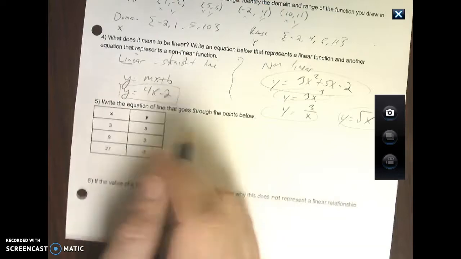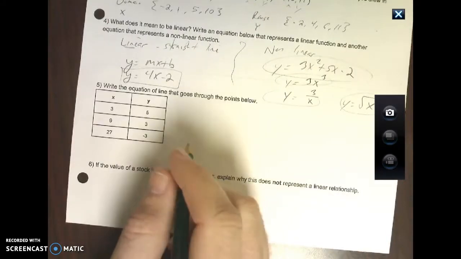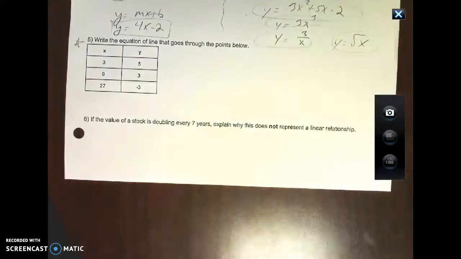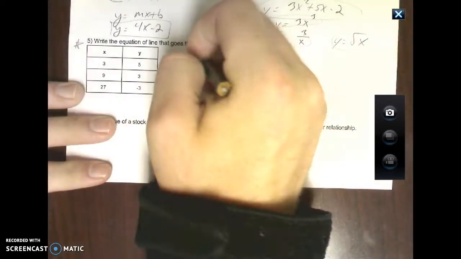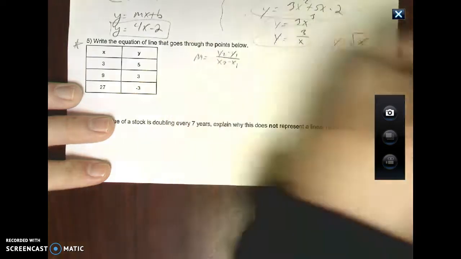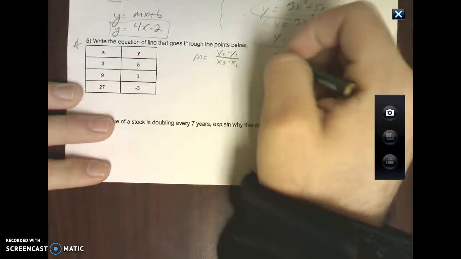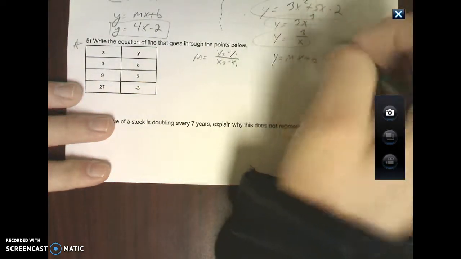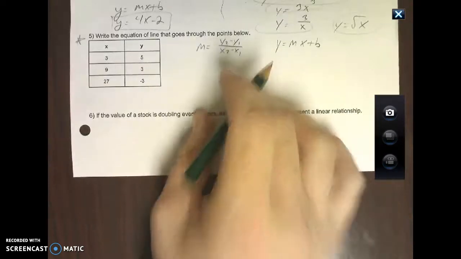Write the equation of a line that goes through the points below. Okay. This one's huge. I know I'm really emphasizing it, aren't I? I'm so enthusiastic today. But this one is going to be one that you're going to see time and time again. You need slope, and you need your y-intercept in order to figure out your equation of a line.